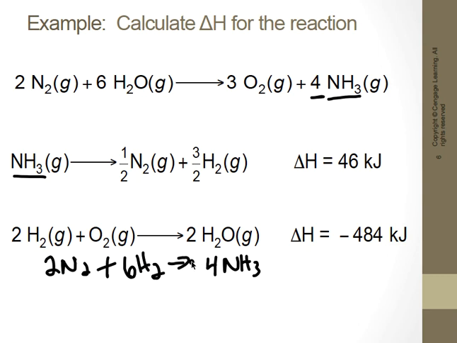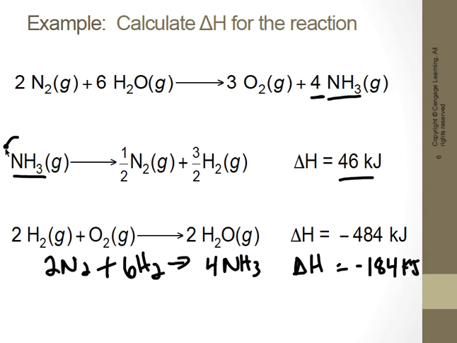Right now I need to have 4 NH3s to get to my reaction here. And my delta H is going to be 4 times the one given, which is 184, but we also reversed it. So that is definitely true of all reactions.